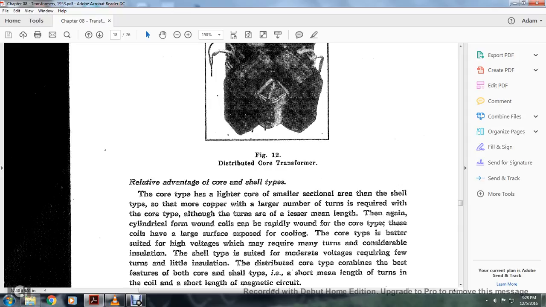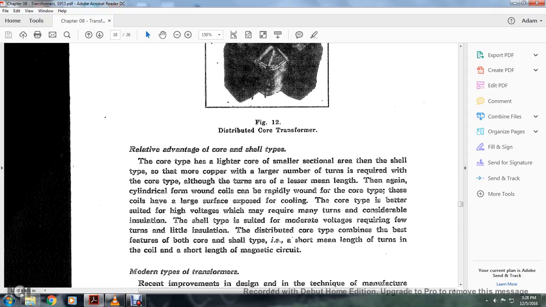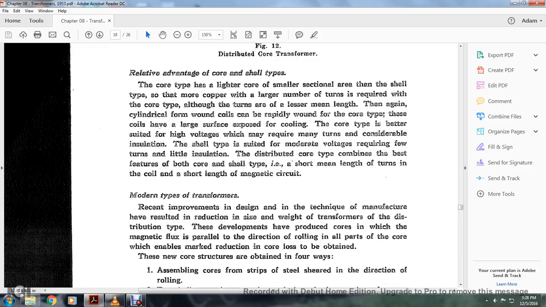The distributed core type combines the best features of both core and shell. That is, short mean length of the turns in the coil, and a short length of the magnetic circuit. Modern types of transformers.